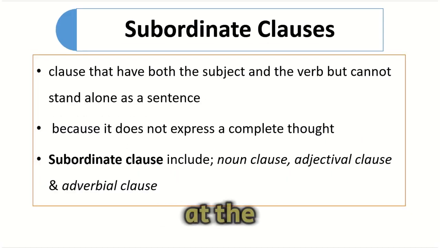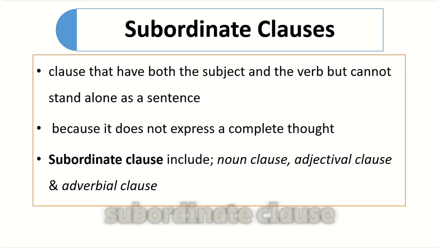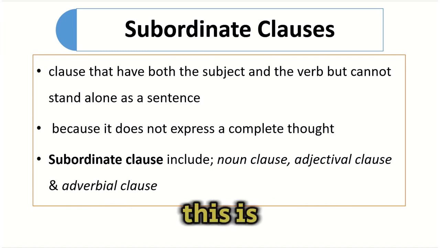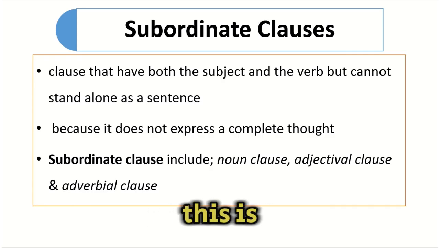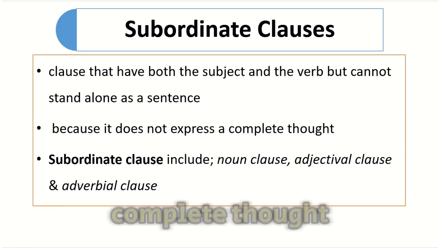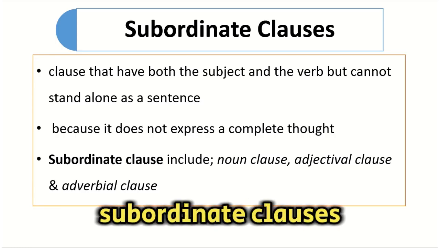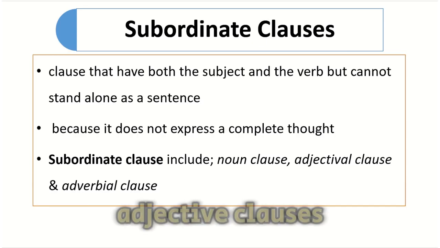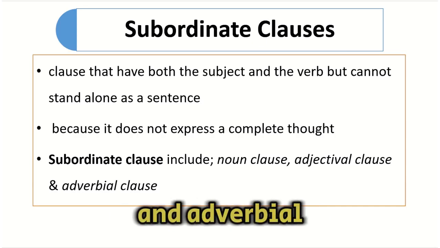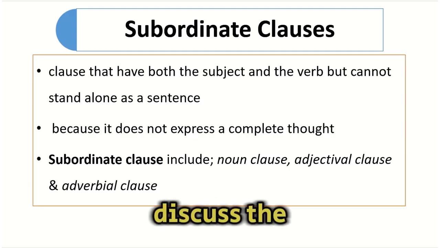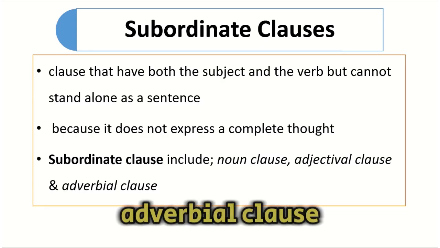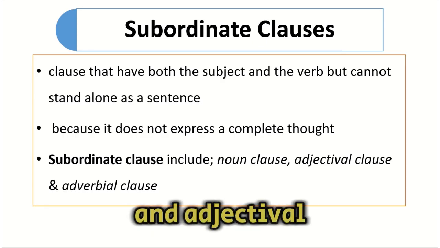Let us now look at the second type of clauses, which is the subordinate clause. This is a clause that has both the subject and the verb but cannot stand alone as a sentence. This is because it does not express a complete thought. Subordinate clauses include noun clauses, adjectival clauses, and adverbial clauses. Let us go into detail to discuss the noun clause, adverbial clause, and adjectival clause.